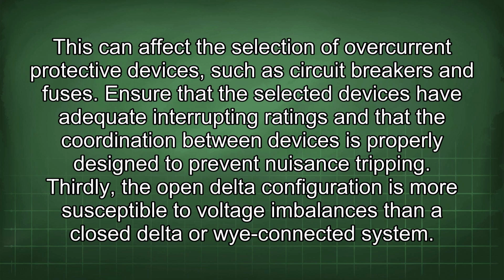This can affect the selection of overcurrent protective devices, such as circuit breakers and fuses. Ensure that the selected devices have adequate interrupting ratings and that the coordination between devices is properly designed to prevent nuisance tripping. Thirdly, the open delta configuration is more susceptible to voltage imbalances than a closed delta or Y-connected system.